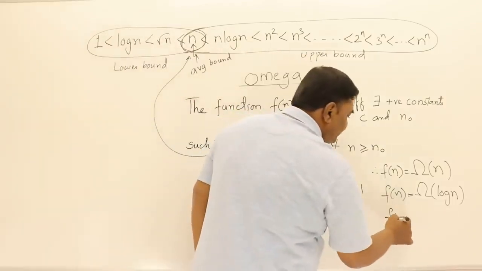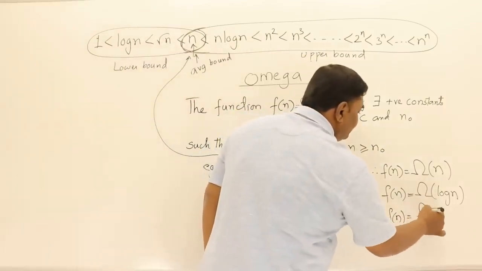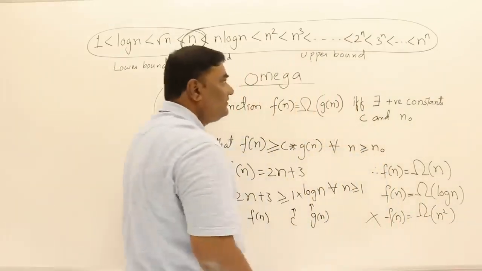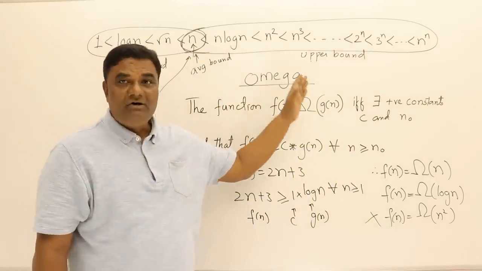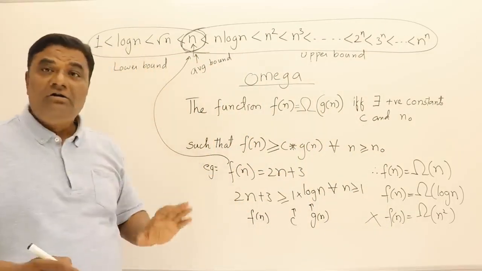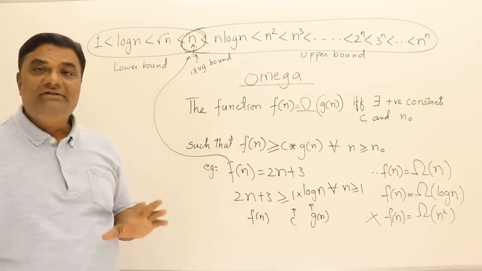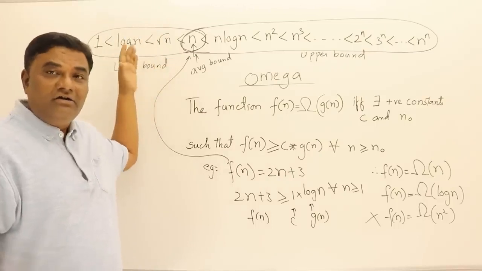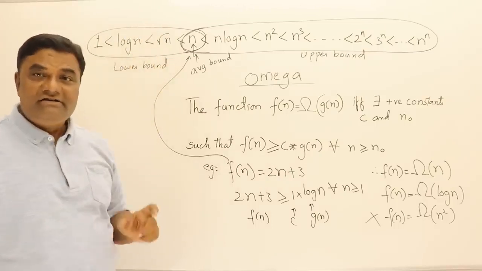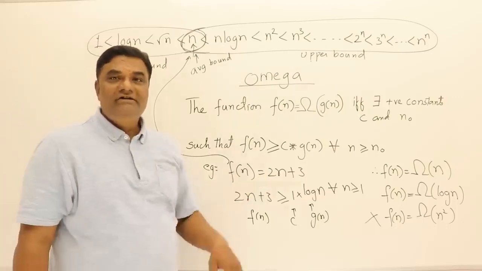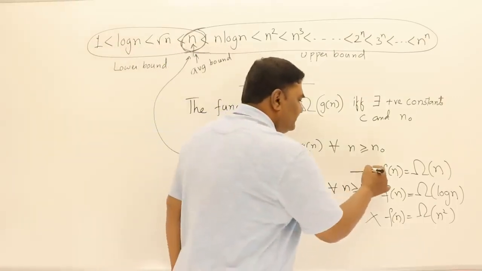So I cannot say f of n is big omega of n squared. No, this will be wrong, because this is becoming an upper bound, this is not a lower bound. So I can write anything from this side. All will be true. Either you write log of log n or root n or log n, anything you write, that is true. But which one is useful? The nearest one is useful. This one.